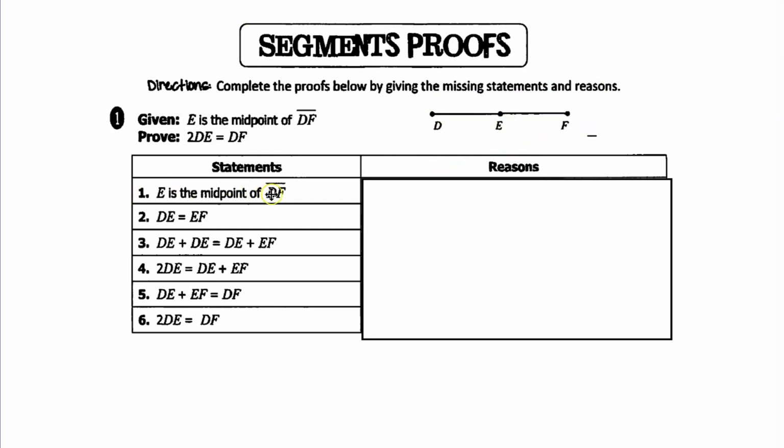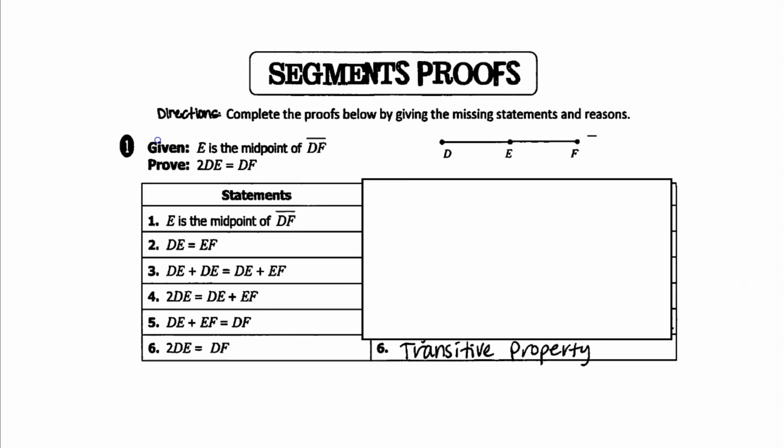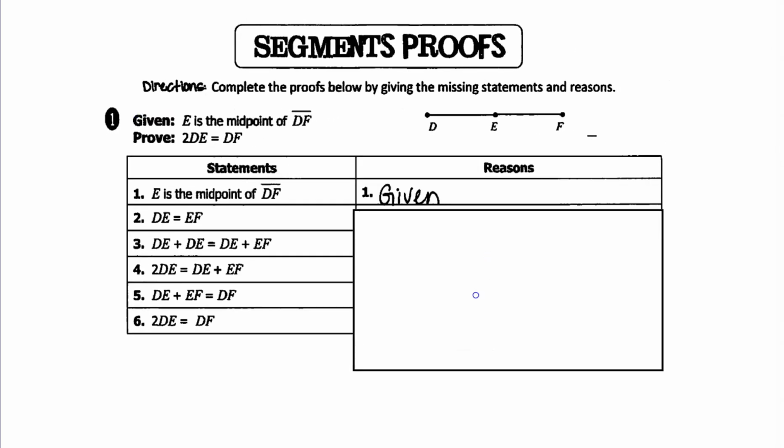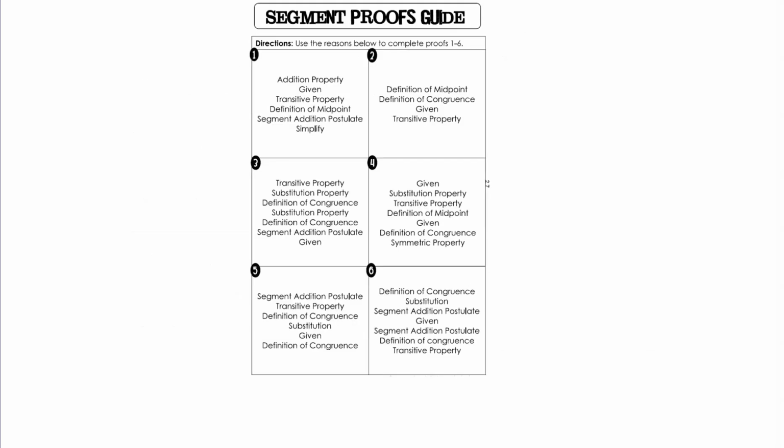So what is the reason for E as the midpoint of DF? Well, it's right here, right? It's the given. So that's your given. None of these say given. So given is given.